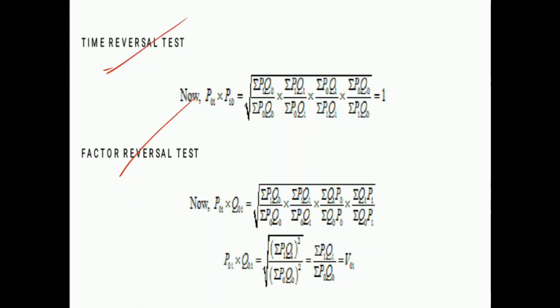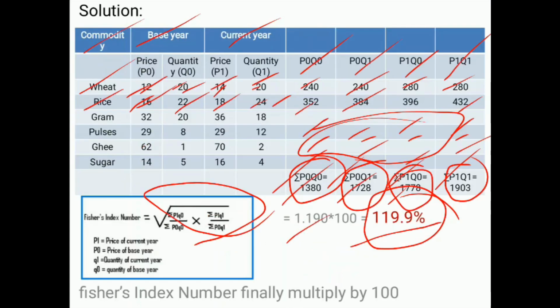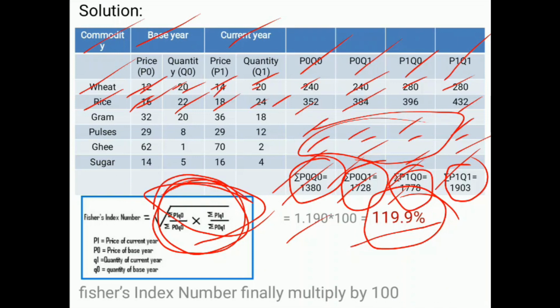I'll give a small hint on how to remember this formula. Fisher's index is the square root of summation P1 Q0 into summation P1 Q1 divided by summation P0 Q0 and into summation P0 Q1. If you remember this, just represent the same once again here. If you check clearly, the same Fisher's index formula is once again repeated here.